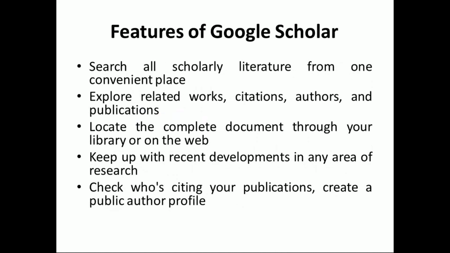The features of Google Scholar: Search all scholarly literature from one convenient place. Sitting at your desktop, clicking a mouse, you can find all your scholarly literature. Not only the cited, you can now use it for getting new articles on the same topic. Explore related works, citations, authors, and publications. Locate the complete document through your library on the web. Keep up with recent developments in any area of research. Check who is citing your publication. Create a public author profile. These are the features that are available.